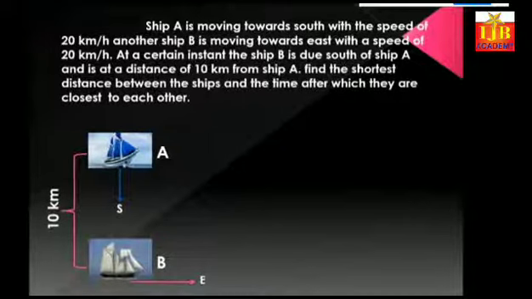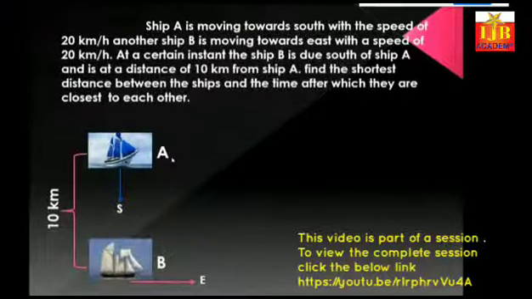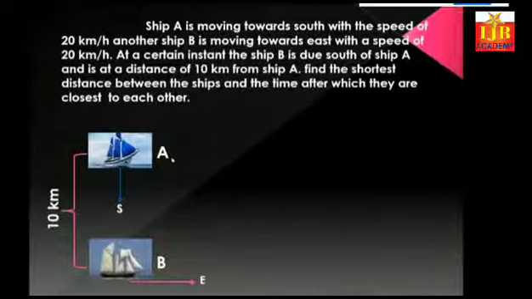Now ship A will come down, that is towards south, and ship B will go towards east, towards the right. Now the question is: find the shortest distance between the ships and the time after which they are closest to each other. So two things we have to find here. What will be the shortest distance when one goes towards south and one towards east?